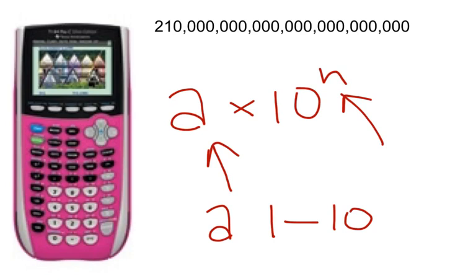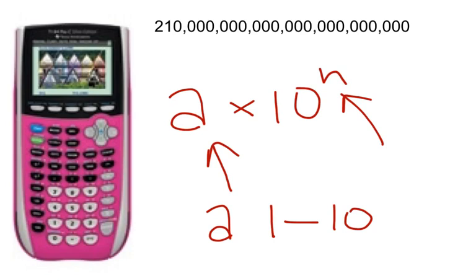Not only understanding this general formula for scientific notation, but knowing how to put it into your calculator is going to be crucial. So again, the A stands for a number between 1 and 10, and the n is always standing for the number of places that we're going to be moving the decimal.